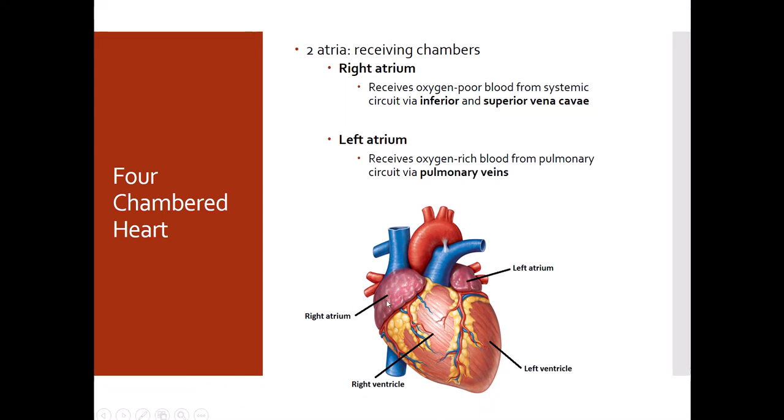The right atrium receives the oxygen-poor blood from all of our body tissues via the inferior and superior vena cava. So the superior vena cava drains all of the upper body regions into the heart. The inferior vena cava drains all of the lower body regions into the heart. The left atrium receives oxygen-rich blood from the pulmonary circuit, from the lungs, via these right and left pulmonary veins.